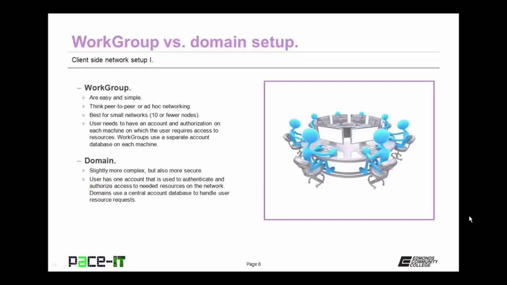That's because the user has one account that is used to authenticate and authorize access to needed resources on the network. Domains use a central account database to handle user resource requests. And if you've already put a file server on your network, then you might as well go ahead and set up a domain network, since you're almost all the way there already.